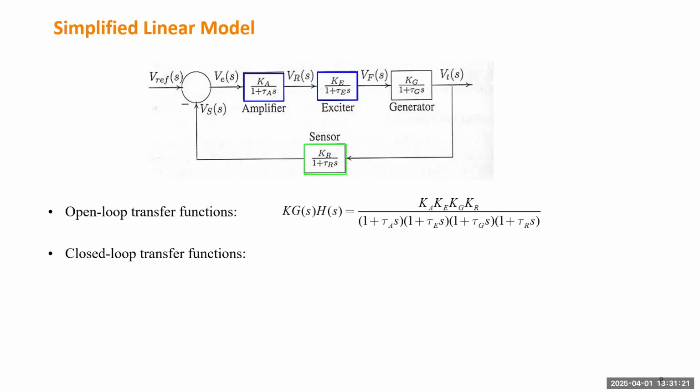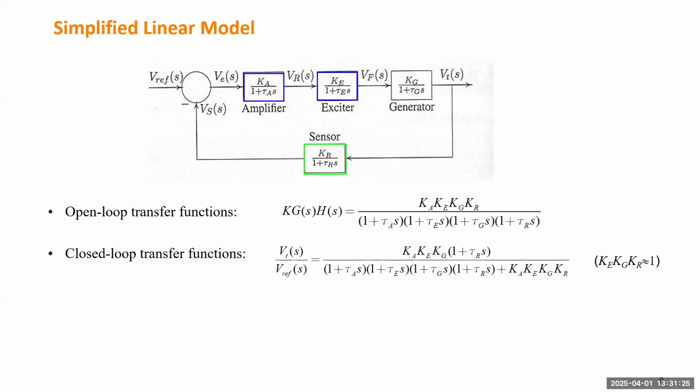What is the closed loop transfer function? The closed loop transfer function for this system will be the forward path, the product of the forward 3 blocks, divided by 1 plus the open loop transfer function. And you do some simplification, and you will have this one.